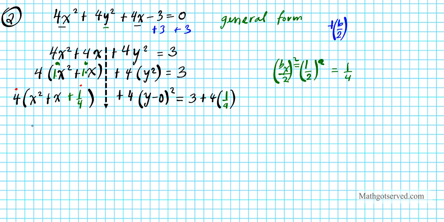Bring down the 4. And then to factor this perfect square trinomial, the same procedure, you root the first and the last, and then you bring down the middle sign. Okay?